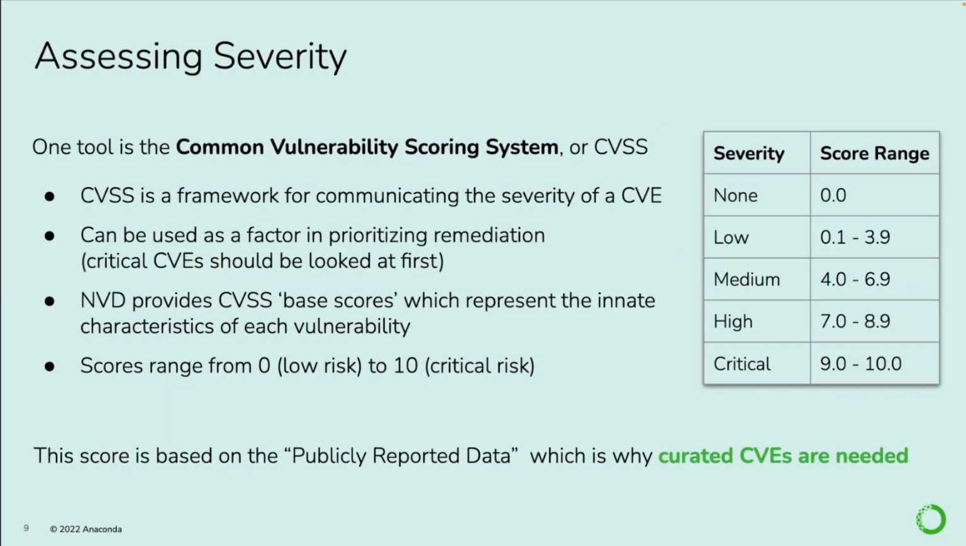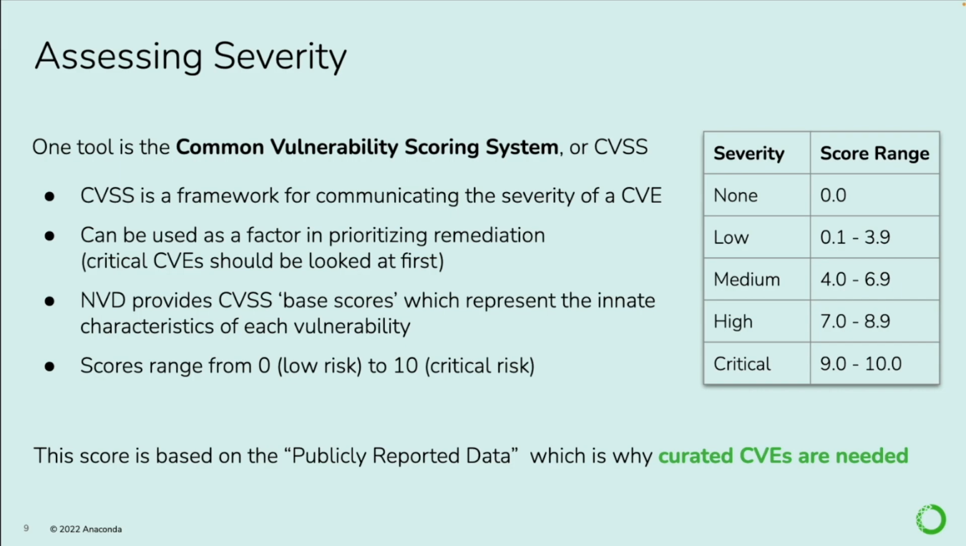So there's other elements to this around severity, right? How do we prioritize which vulnerabilities we go after? How do we know how severe a vulnerability is? Well, one tool that does help with this is the Common Vulnerability Scoring System, or CVSS.